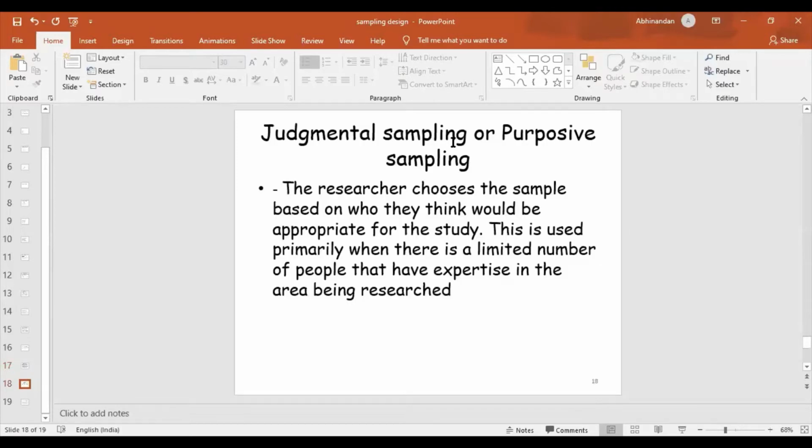And the next one is judgmental sampling or purposive sampling. This type of sampling technique, we cannot say it is a non-scientific technique. Sometimes the study requires judgmental or purposive sampling. Here researchers select the sample based on who they think would be appropriate for the study. This is used primarily when there is a limited number of people who have expertise in the area being researched. For example, I want to study the impact of coronavirus on Indian stock market investors.